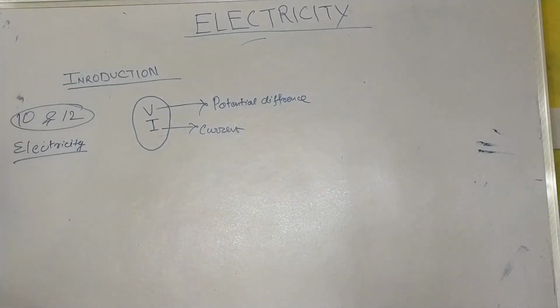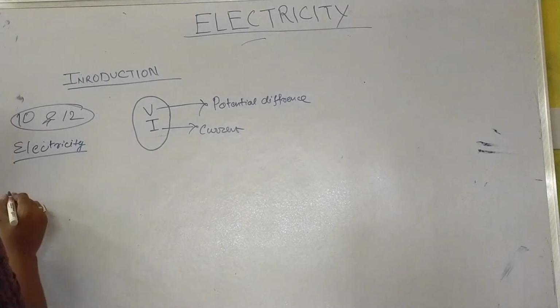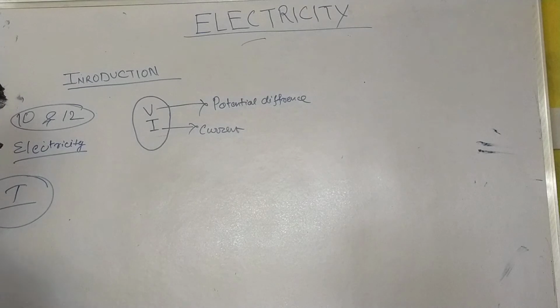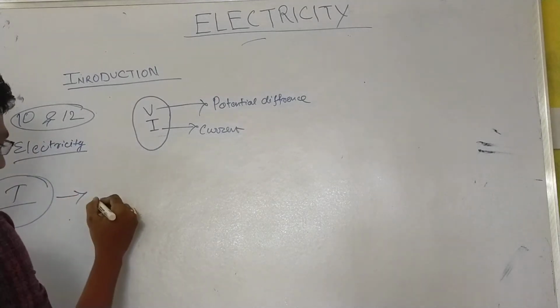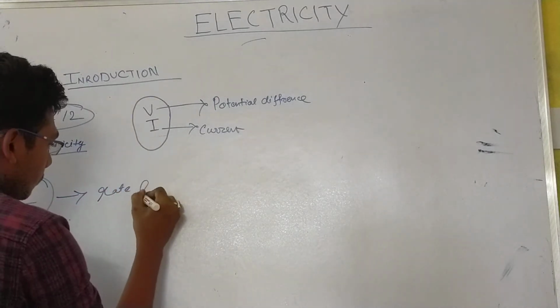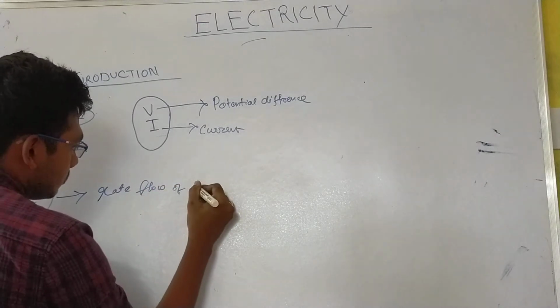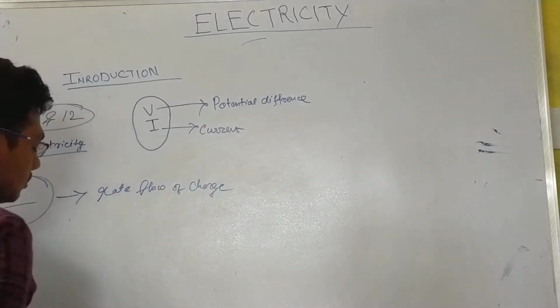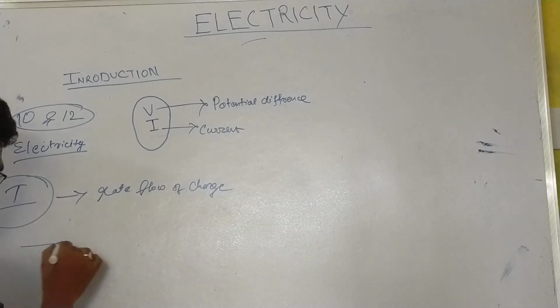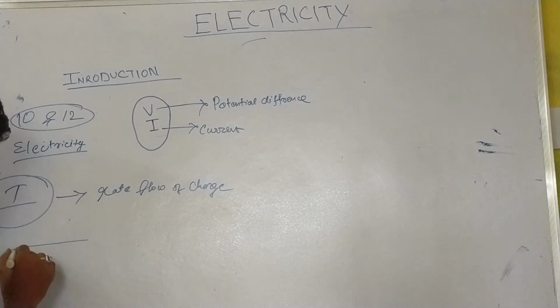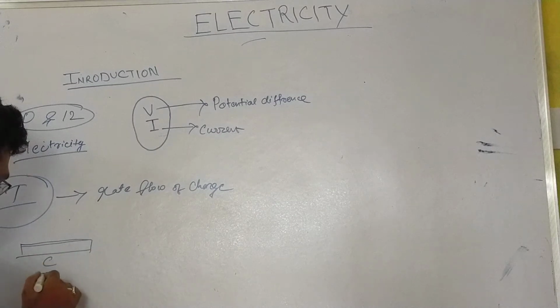So it would be a question for you, what is this potential difference and current? What is the basic difference between them and how are they similar? First we are going to start with current I. We all know that current is the rate of flow of charge. So what does this mean? It is the amount of charge in coulombs flowing through a conductor in a given time t.